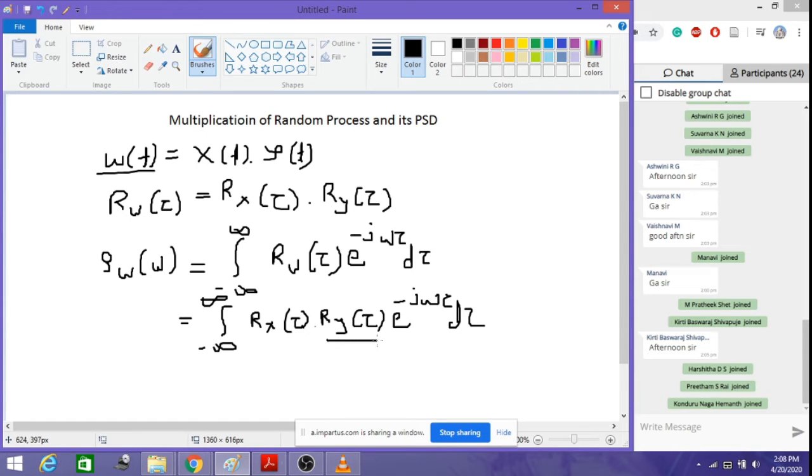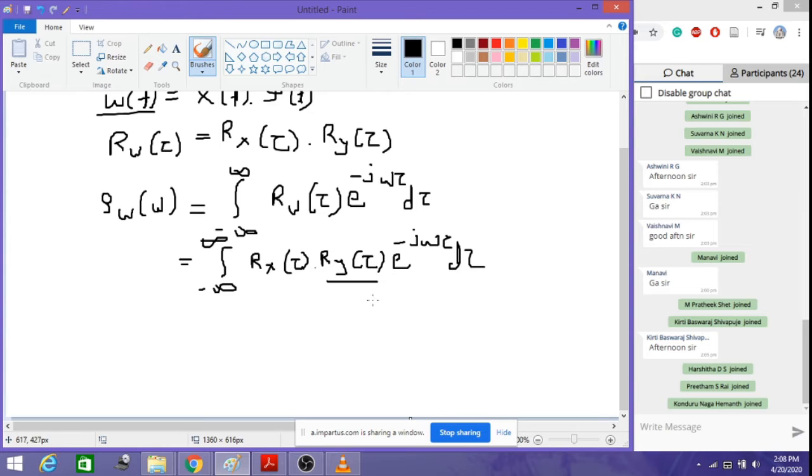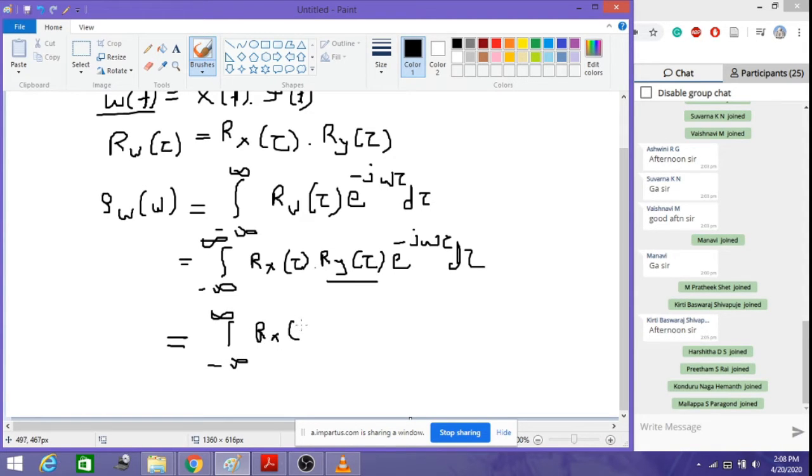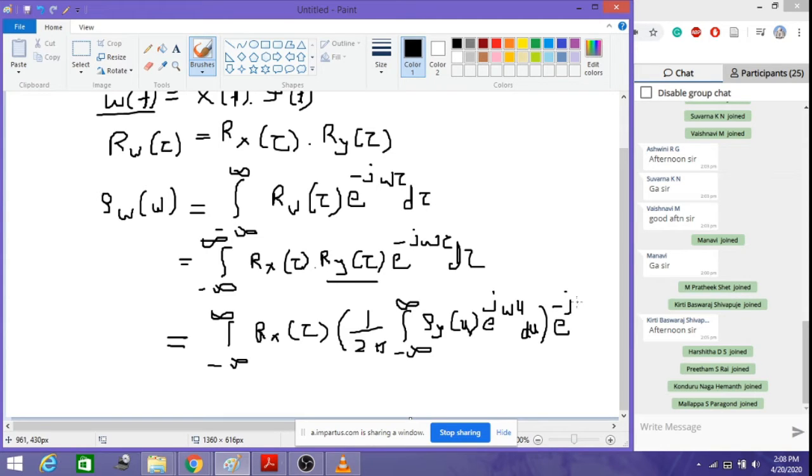Now we will substitute the equation for Ry of tau in terms of the inverse of the spectral density. So this will become the integral from minus infinity to plus infinity of Rx of tau into 1 by 2 pi times the integral from minus infinity to plus infinity of Sy of u into e power j u tau into du, into an exponential term e power minus j omega tau into d tau.